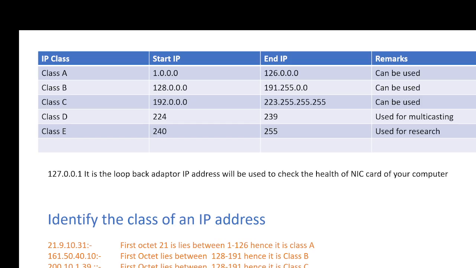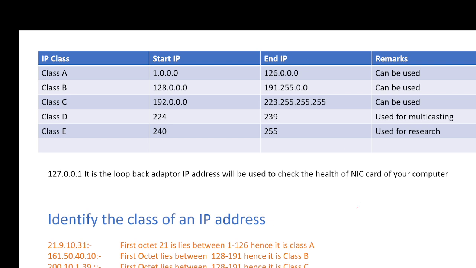Okay, now let us move on and understand how many classes of IP address there are and how I can identify which class an IP address belongs to. If you look at this chart, there are 5 classes, guys: class A, class B, class C, D and E.